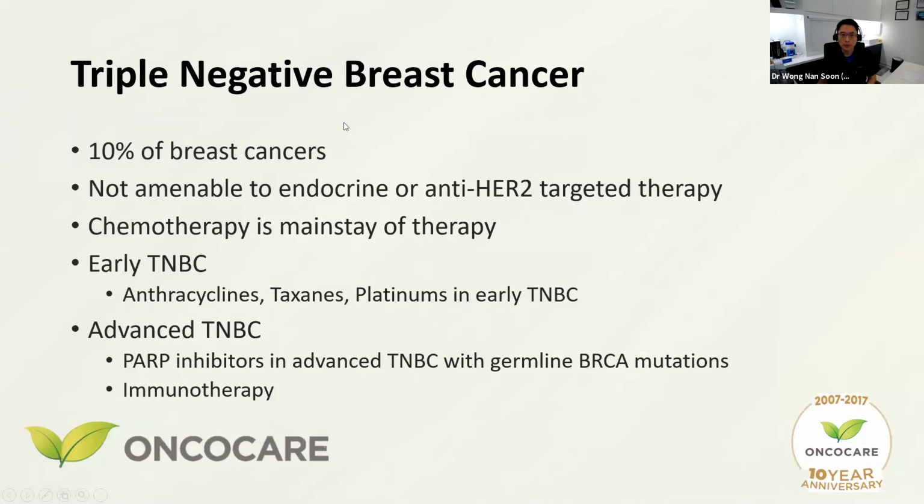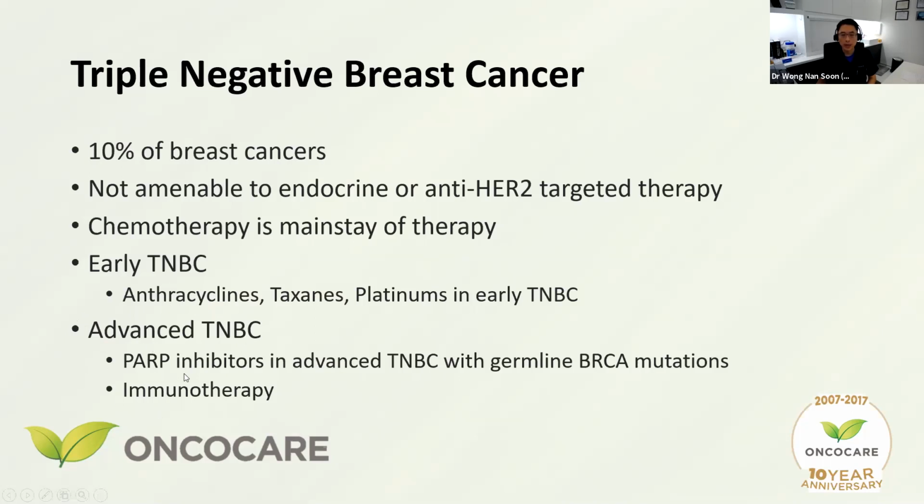Lastly, in terms of therapeutics, I'll talk about triple-negative breast cancer, which accounts for 10% of breast cancers. These tumors, being negative for hormone receptors and HER2 receptors, can only be treated with chemotherapy as the main backbone. And these are some of the drugs we use in early stage triple-negative breast cancer, including anthracyclines, taxanes, and platinums.